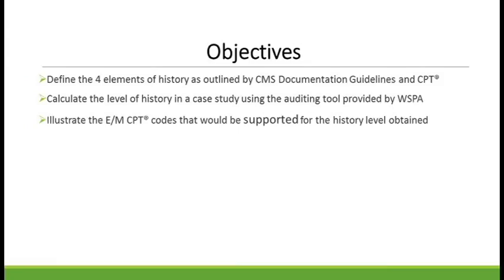Our objectives for this session will be to define the four elements of history as outlined by CMS documentation guidelines and CPT. We will calculate the level of history in a case study using the auditing tool provided by WSPA, and we will illustrate the E&M CPT codes that would be supported for the history level obtained.